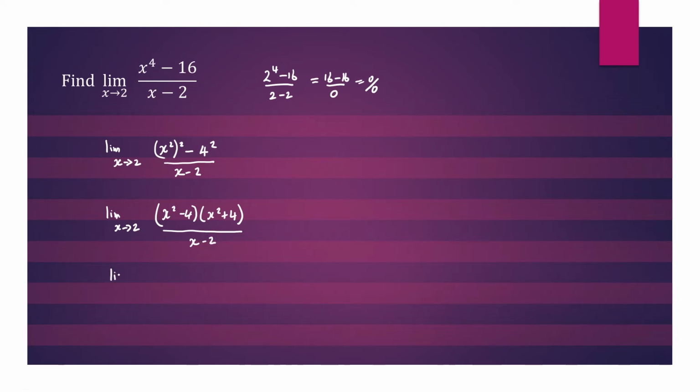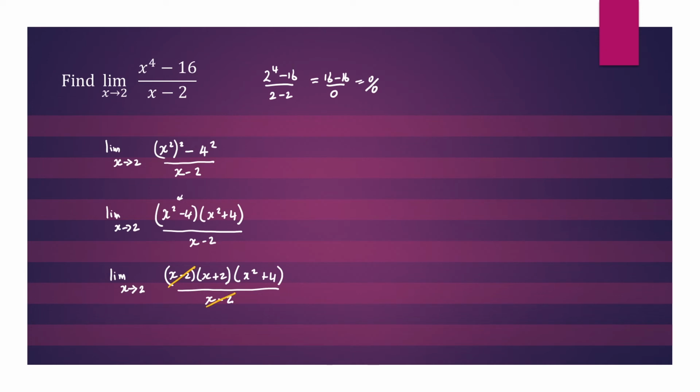Again, we write the limit as x approaches 2. So we can use the difference of squares to expand x^2 - 4. We'll have (x - 2)(x + 2)(x^2 + 4) divided by x - 2. And we can cancel x - 2.